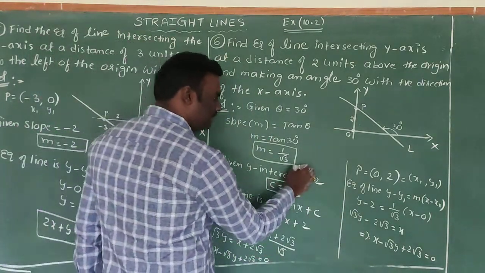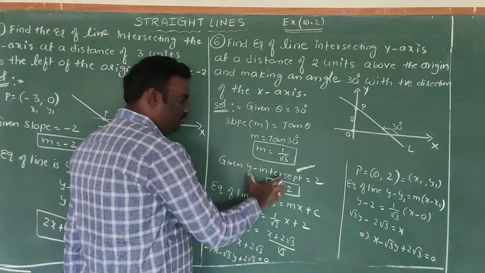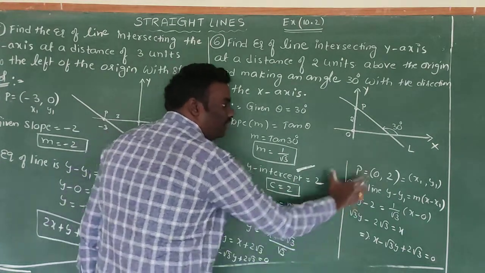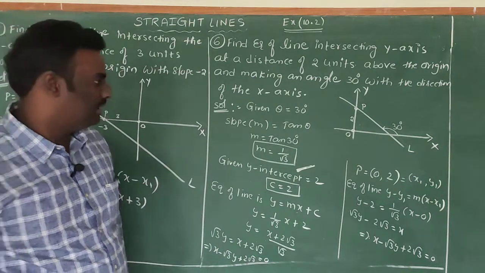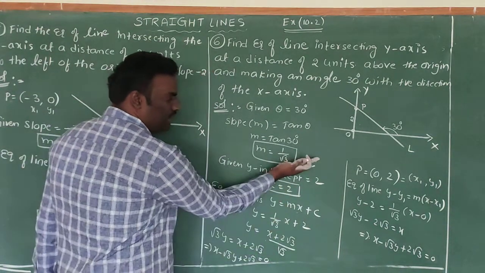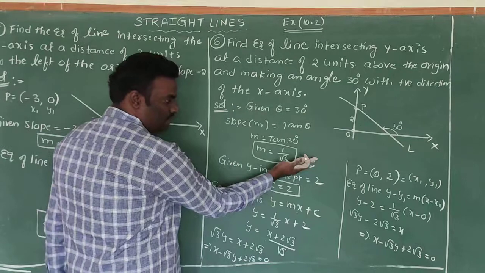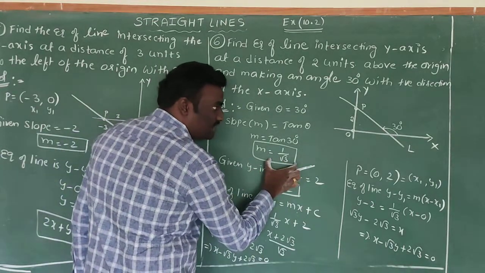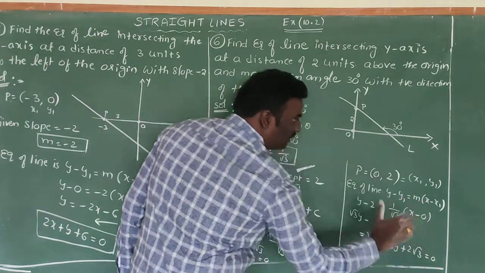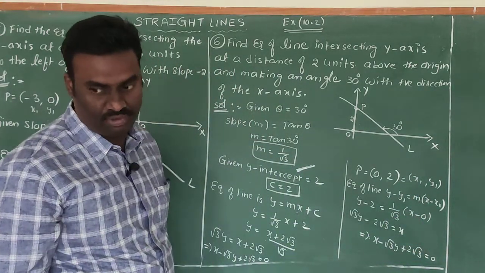After this step, either you go for this method or you go for this method, whichever is easy for you, you can apply. Understood? But up to here it is compulsory the same. After this step you can write this part, or after this step you can write this part. Both are correct. Okay.